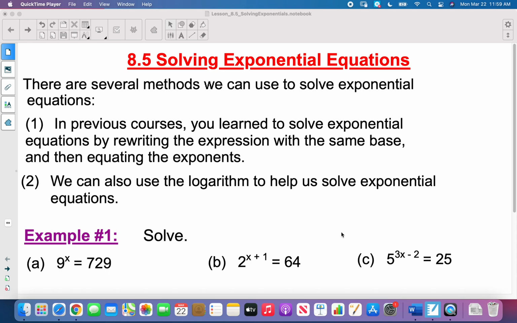Solving exponential equations. There are several methods we can use to solve exponential equations. In previous courses, you learned to solve exponential equations by rewriting the expression with the same base and then equating the exponents. In this course, we will also learn that we can use logarithms to help us solve exponential equations.